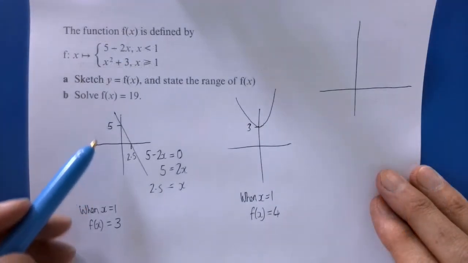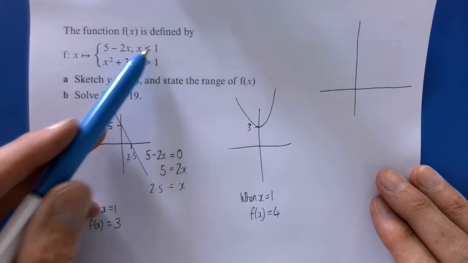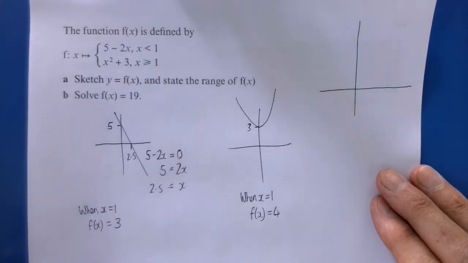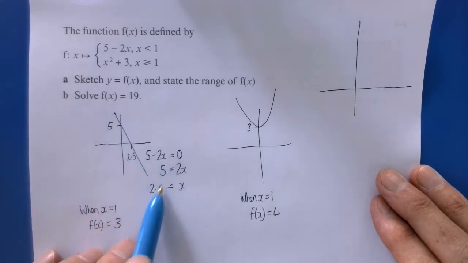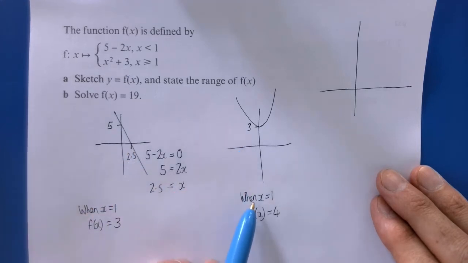So what I've done here is I've sketched, ignoring this limitation, the graph of 5 minus 2x. Y equals 5 minus 2x goes through 5, gradient of minus 2, and I've worked out the x-axis intersection by asking what you get when y is 0, so that's 2.5. And I've done the same for x squared plus 3. I know that's just the x squared graph shifted up 3.